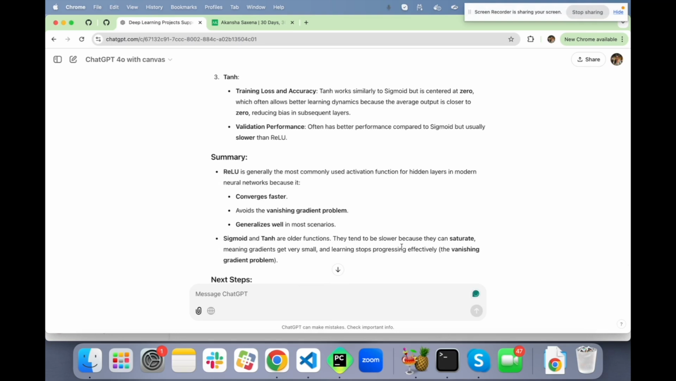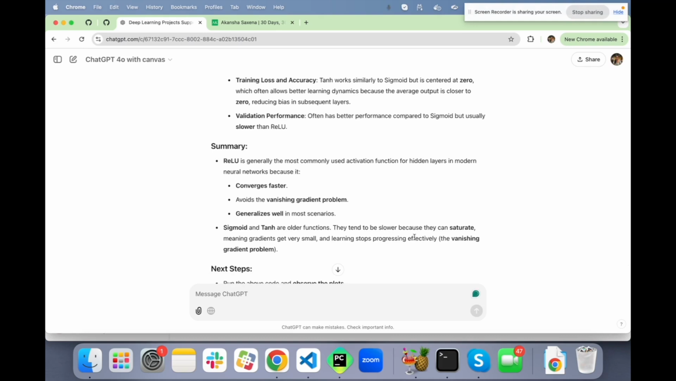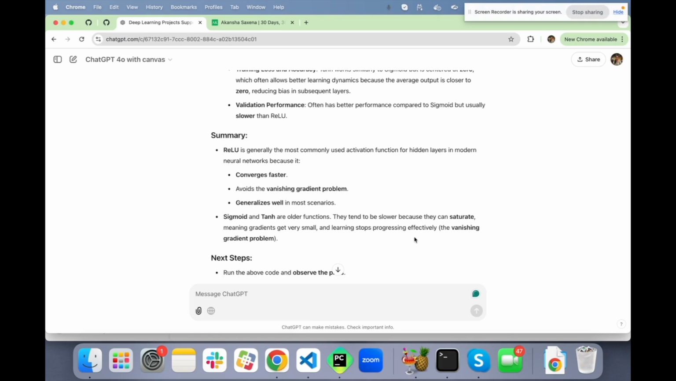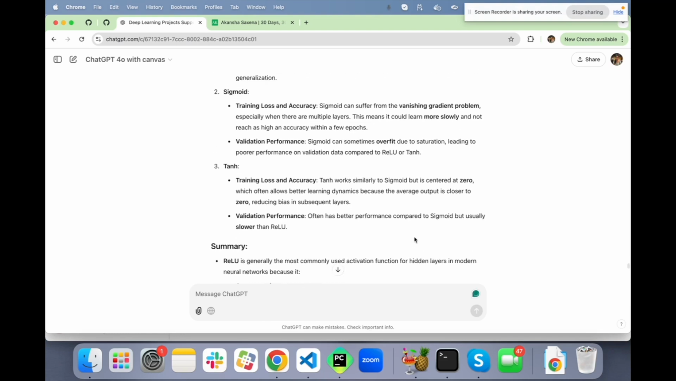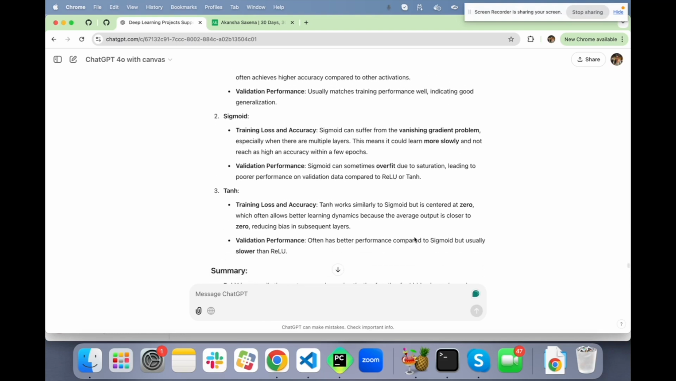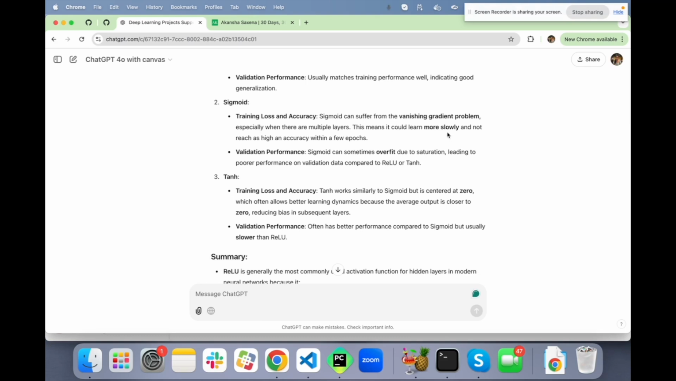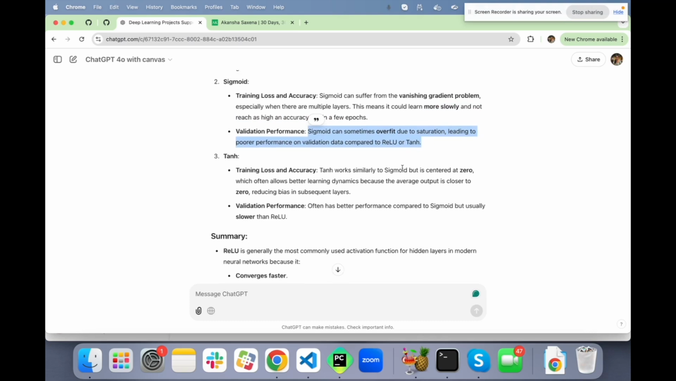They tend to be slower because they can saturate, meaning the gradient becomes very small, and learning stops progressing effectively. So it says that ReLU, the rectified linear unit, is mostly better because it converges fast, avoids the vanishing gradient problem, and generalizes well in most cases. Okay, we saw that it is learning slowly. We saw in the graph that there is steadiness, and that sigmoid can sometimes overfit due to saturation, leading to poor performance. Okay. Again, same thing here, tanh.